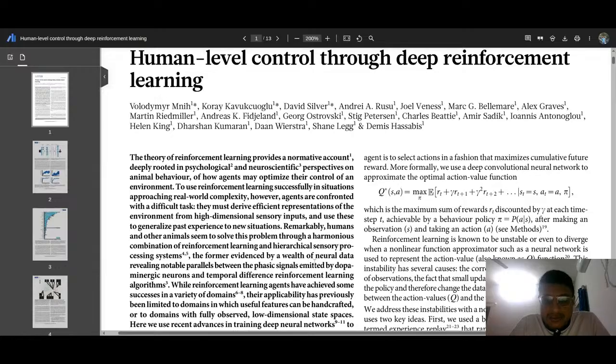The former is evidenced by a wealth of neural data revealing notable parallels between the phasic signals emitted by dopamine neurons and temporal differences in reinforcement learning algorithms, right? So it can be considered as the movement of a certain object, and thinking about and understanding that movement. The basic approach is agent, system, and output. When we think about basics, it is agent, environment, action, and reward. This is in parallel to neural data, where there are notable parallels between phasic signals emitted by dopamine neurons and temporal differences in reinforcement learning algorithms. So we can see that different kinds of algorithms are already there, and their outputs.